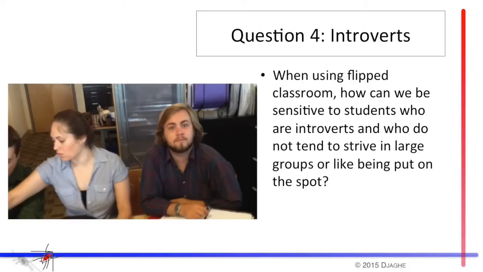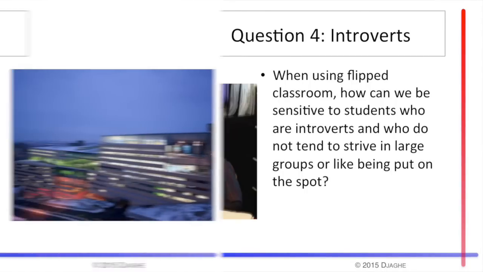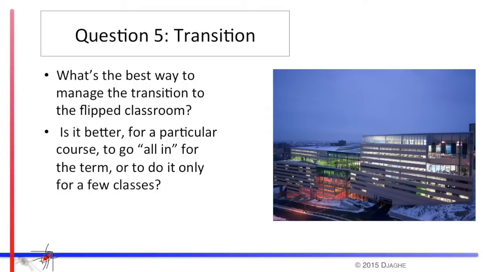Our last question involves the transition. What's the best way to manage the transition to the flipped classroom? Is it better for a particular course to go all in for the term, or to do it only for a few classes? My feeling is that even when you're starting a new course, there's a transition period in which you need to build both your library of multimedia materials and your skill and understanding of how to apply this technique to your class.